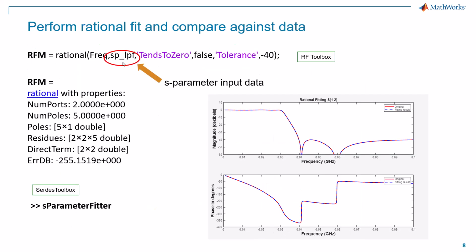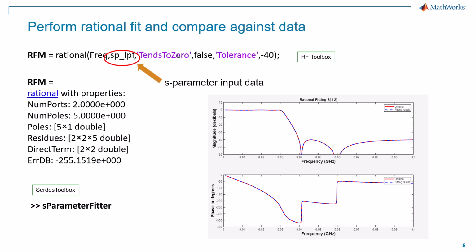Once you have the S-parameter object, that will now serve as the input to the fitting process. So I'm going to be calling the rational function from the RF Toolbox. I'll pass along the name of that S-parameter object along with the frequencies over which I'm doing the fit. And then there are a few extra fitting parameters that you can tweak associated with rational.